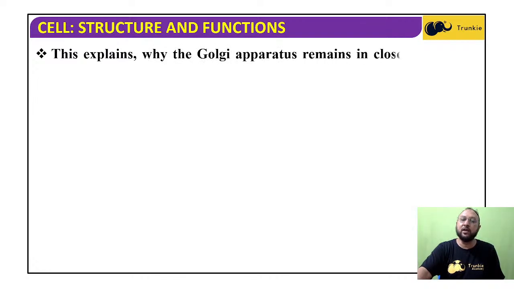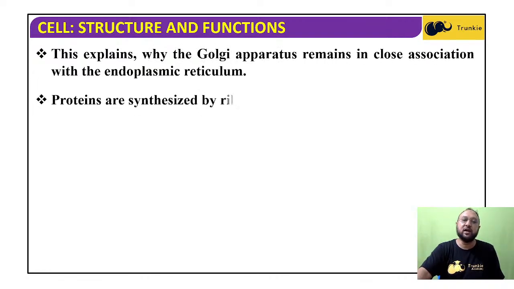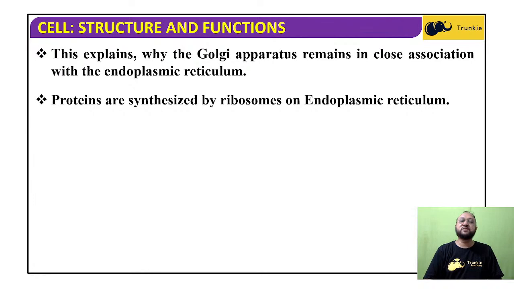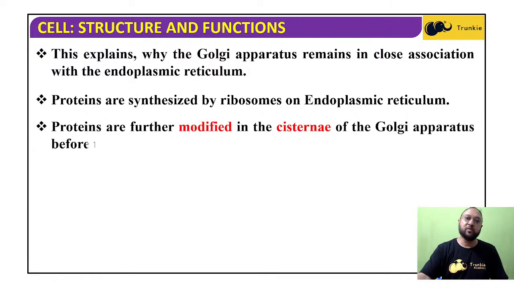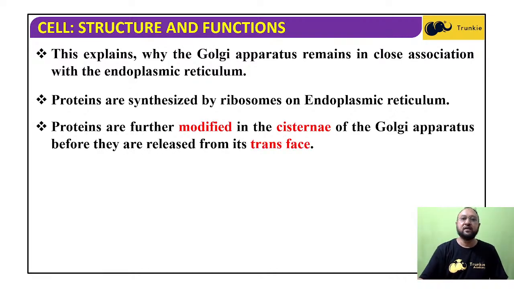This explains why the Golgi apparatus remains in close association with the endoplasmic reticulum. That is the reason it is present near the nucleus or endoplasmic reticulum, because it needs to receive materials from the endoplasmic reticulum. Proteins are synthesized by ribosomes on the endoplasmic reticulum. Ribosomes are the factories of protein. So proteins are further modified in the cisternae of the Golgi apparatus before they are released from its trans face.